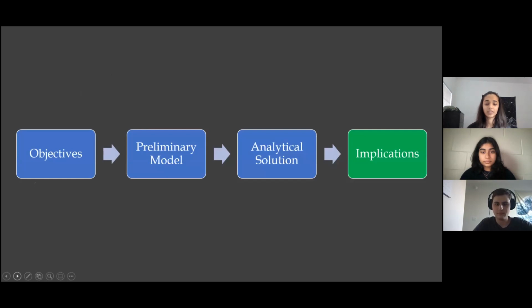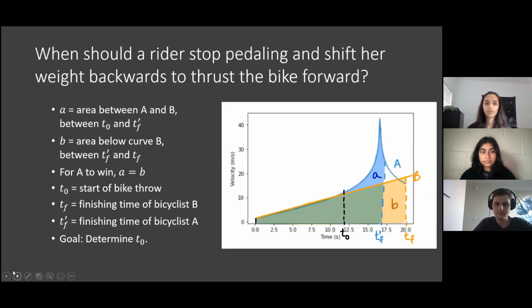Here we go over the implications. When should a rider stop pedaling and shift her weight? We divide the graph into different areas. Little a represents the area under curve A and above curve B between times T0 and TF prime. Little b is the area under curve B between times TF prime and TF.